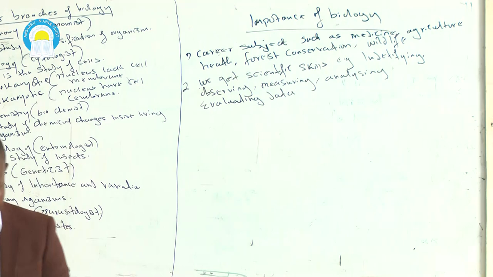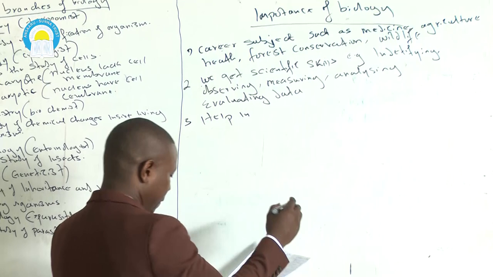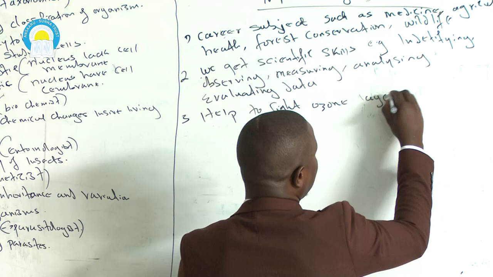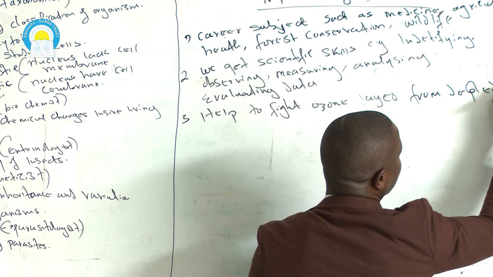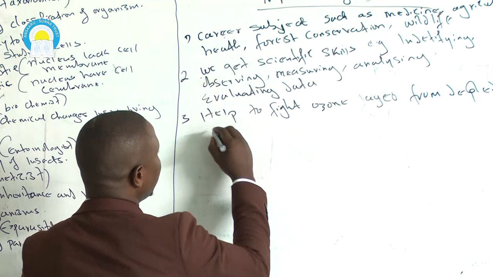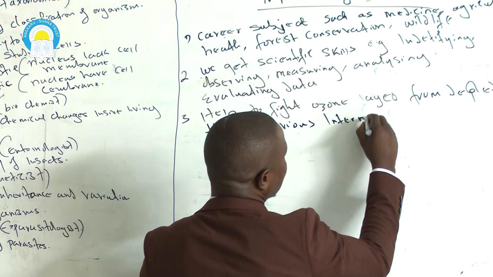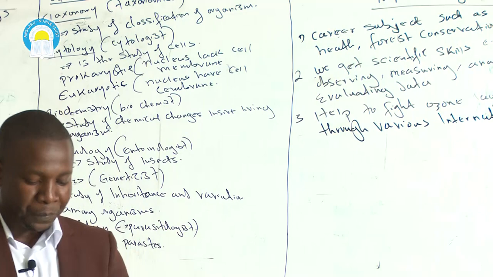Number three, when you study biology, it helps to fight the ozone layer from depletion through various international agreements. That's when you come and find out that Kenya is working with what? Ethiopia to fight ozone layer depletion.